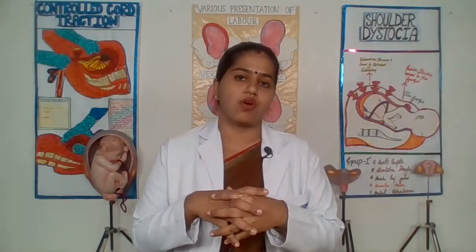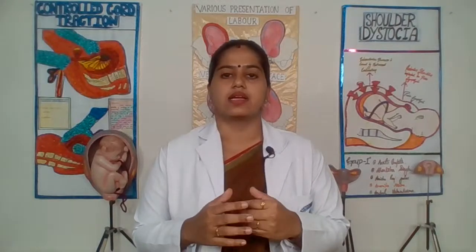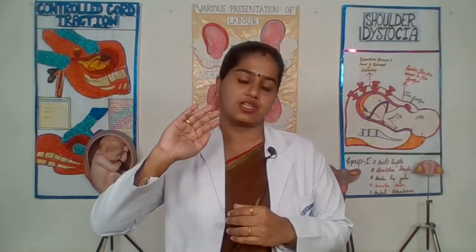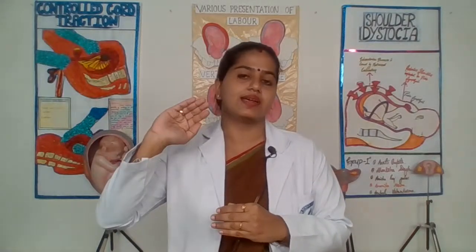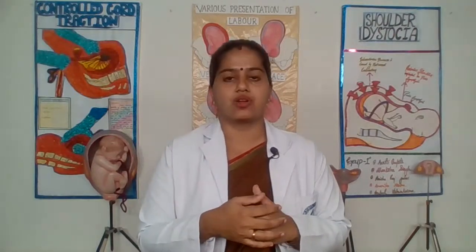Here is how the brow is formed. In vertex presentation, complete flexion will be there. In face presentation, hyperextension will be there. Here moderate extension will be there, not complete extension. When the head is in moderate extension, it is known as the brow presentation.